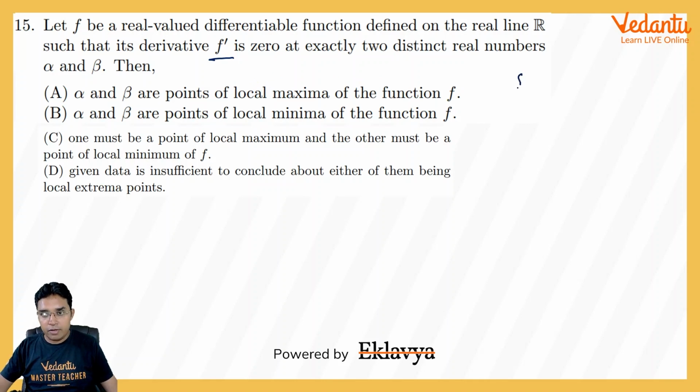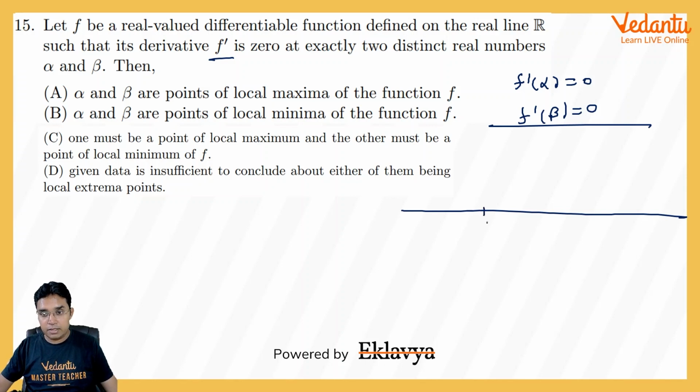So what we are given is that f dash alpha is 0, f dash beta is 0. So dear all, please beware of such things. These questions are kind of a trap for you. Yes, it is true that f dash is 0 at alpha, but we are not given whether the sign of f dash is changing or not changing about alpha. If it is changing, then only it will be a point of maxima or minima, otherwise it is not.